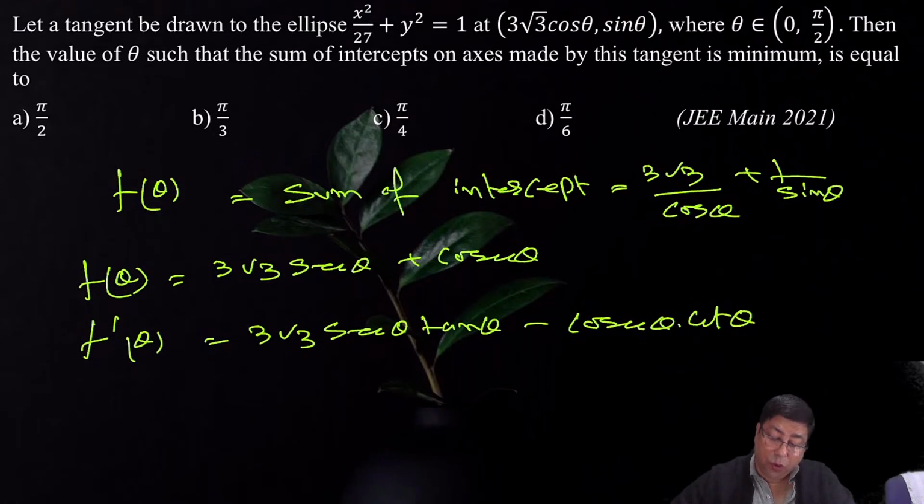Put f dash theta equal to 0, the condition of the maximum minimum. So what we are getting? If we just take f dash theta equal to 0, so here it is coming 1 by 3 tan cube theta.